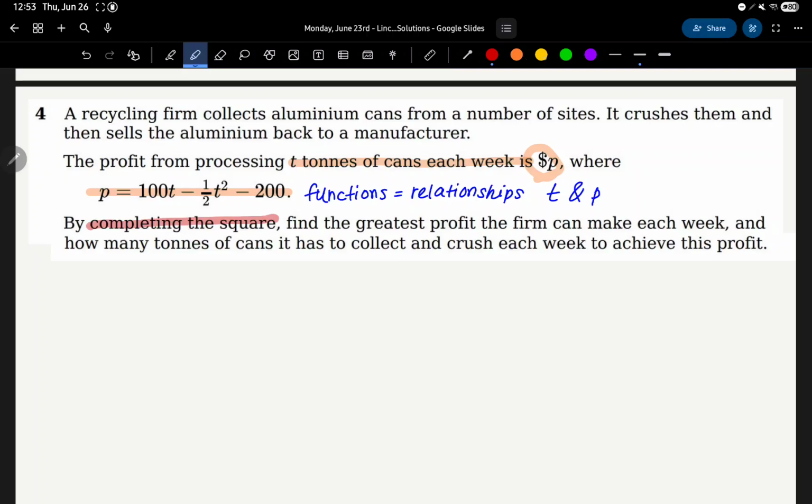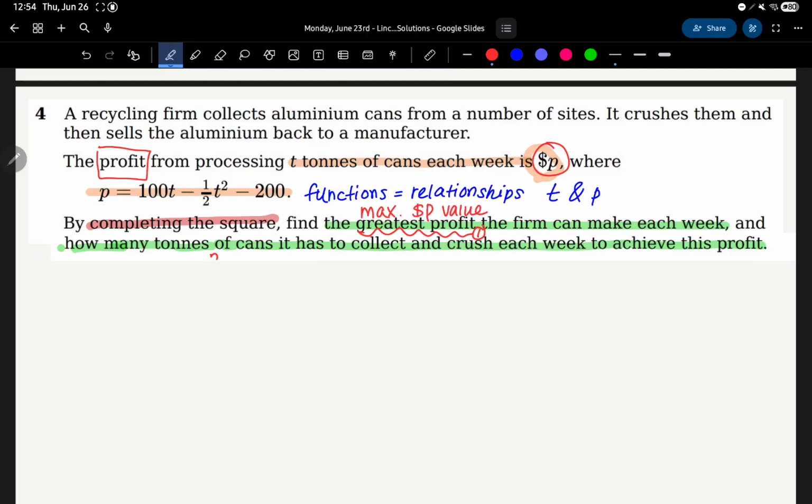And what's the job that we need to get done here? Find the greatest profit the firm can make each week and how many tons of cans it has to collect and crush each week to achieve this profit. So it's looking for two pieces of information. The first is the greatest profit. How do we know what that is? It says the profit is P dollars. So the greatest profit is literally the maximum P value.